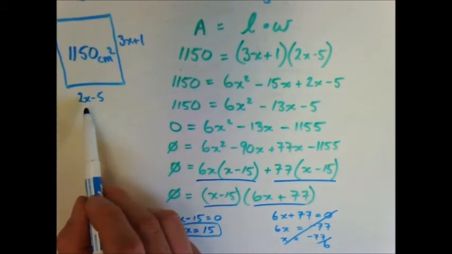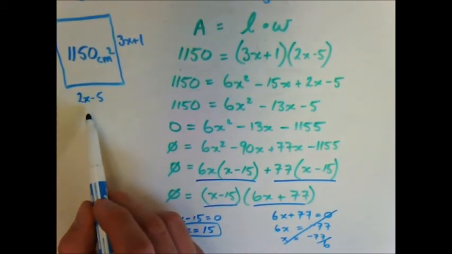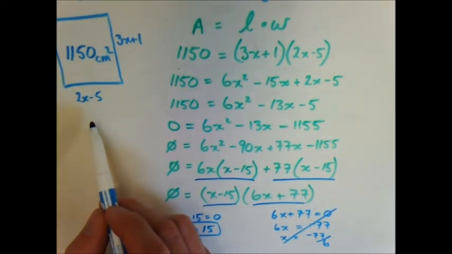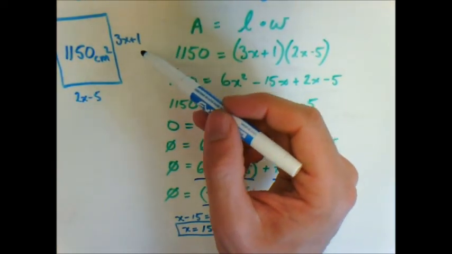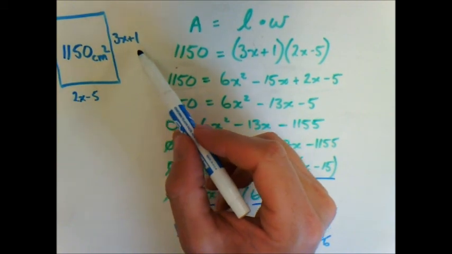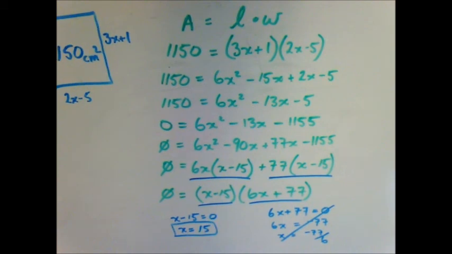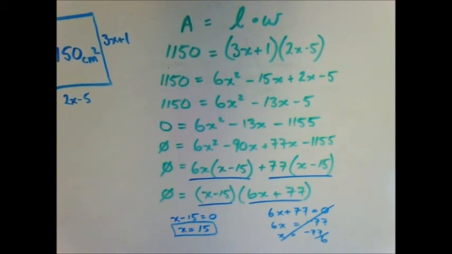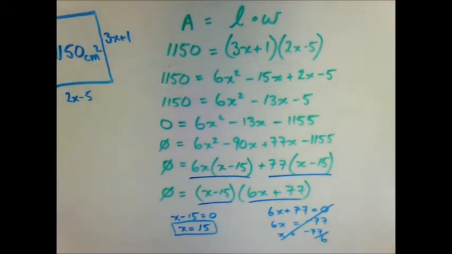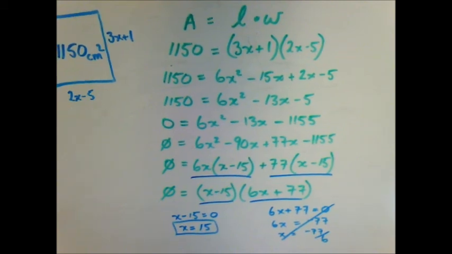2 times 15 is 30, minus 5 is 25. So the width here is 25 centimeters. Over here, the length would be 3 times 15 is 45, plus 1 is 46. We'd have a length of 46 centimeters. And that is how we use quadratic equations and factoring quadratic equations to solve for x.